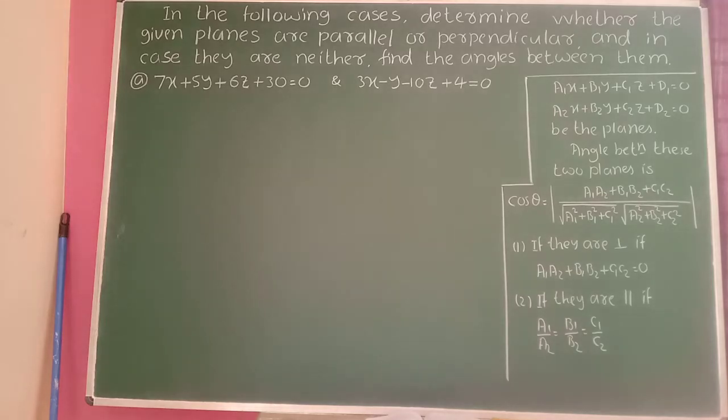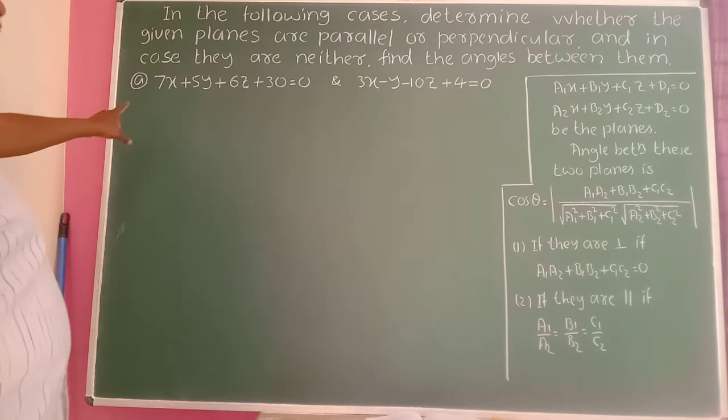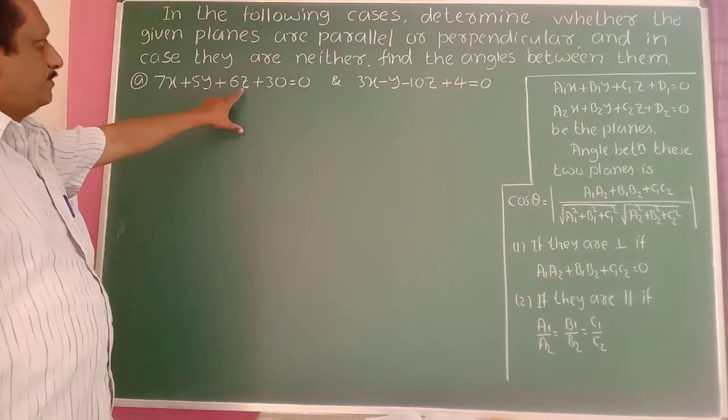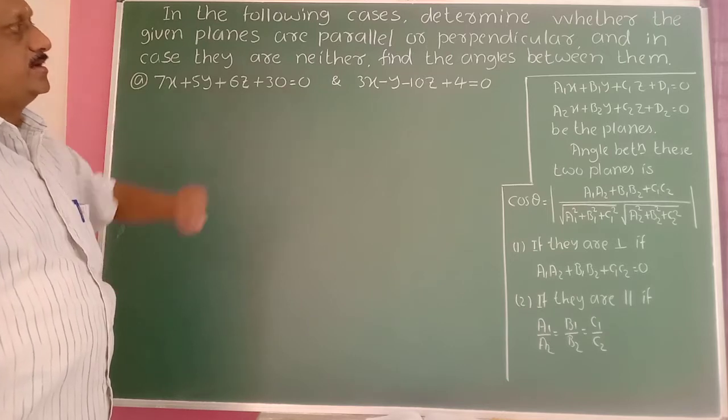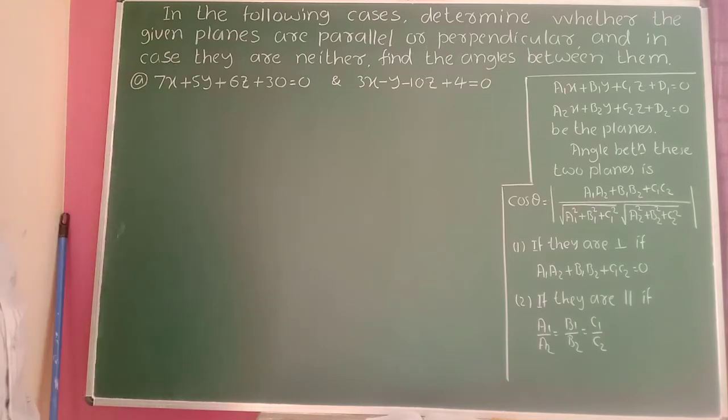In the following cases, determine whether the given planes are parallel or perpendicular, and in case they are neither, find the angle between them. The first example here: 7x + 5y + 6z + 30 = 0 and 3x - y - 10z + 4 = 0.